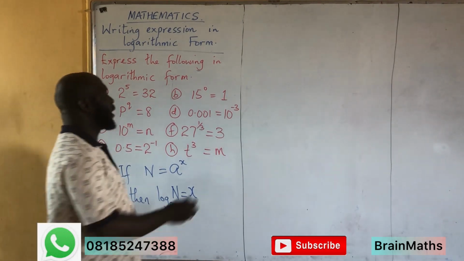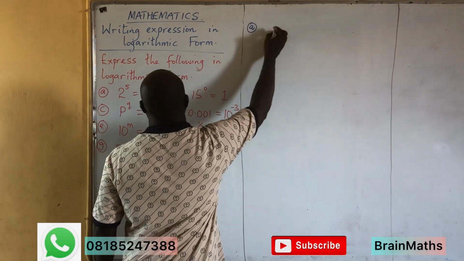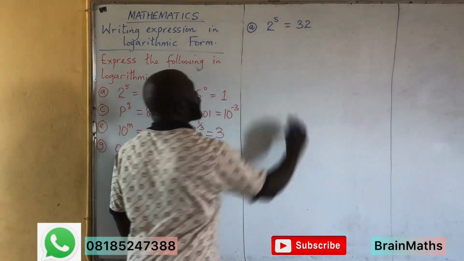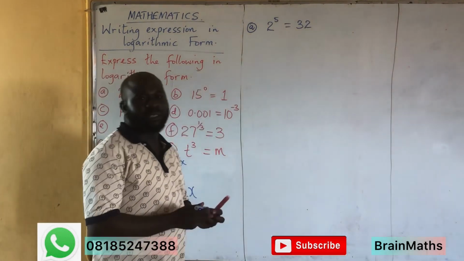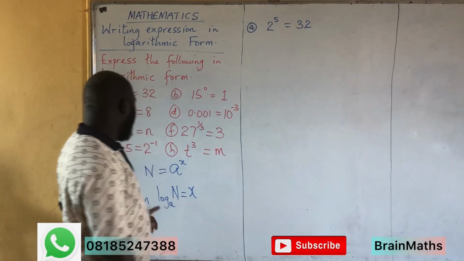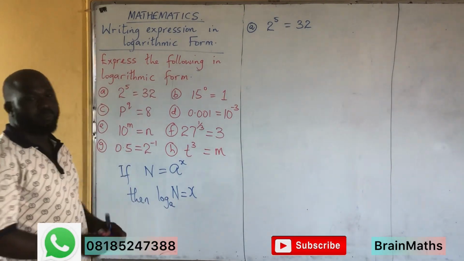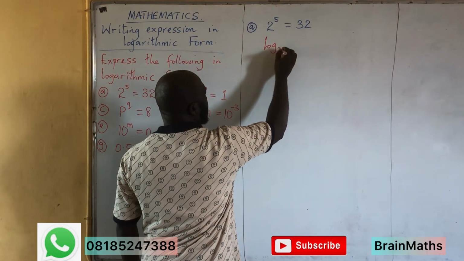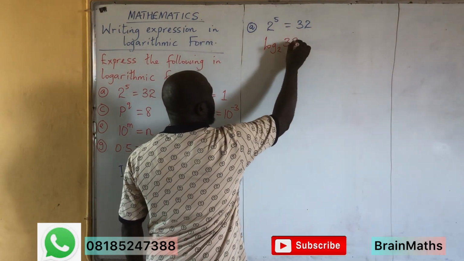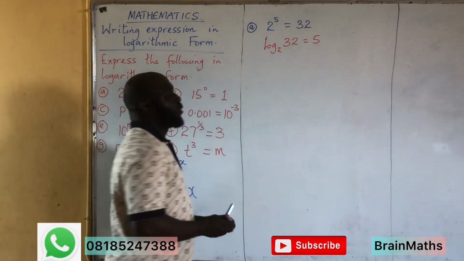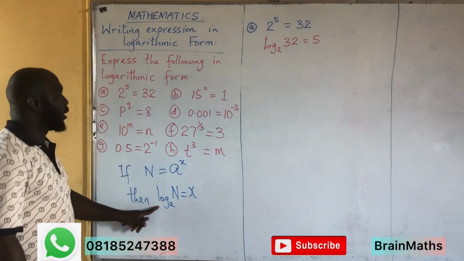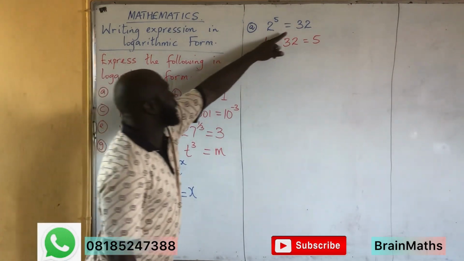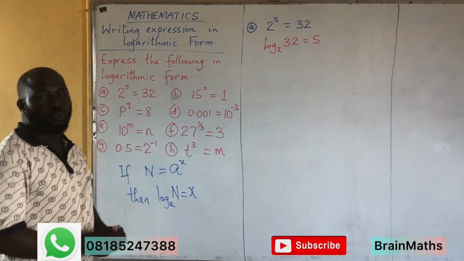The first question says 2 raised to power 5 equals 32. Applying this law, that means logarithm to base 2 of 32 equals 5. Look at it again. Logarithm to base 2 of the number, which is 32, is equal to 5.